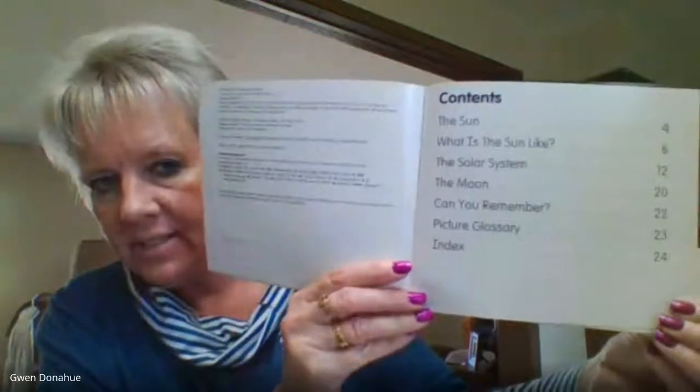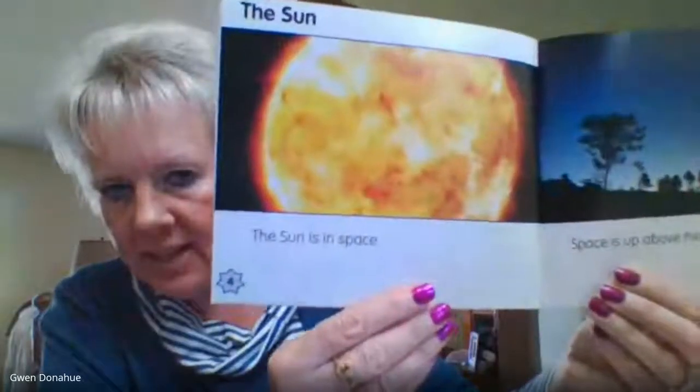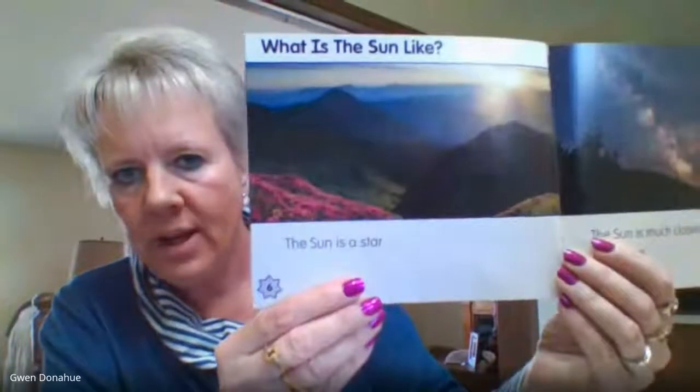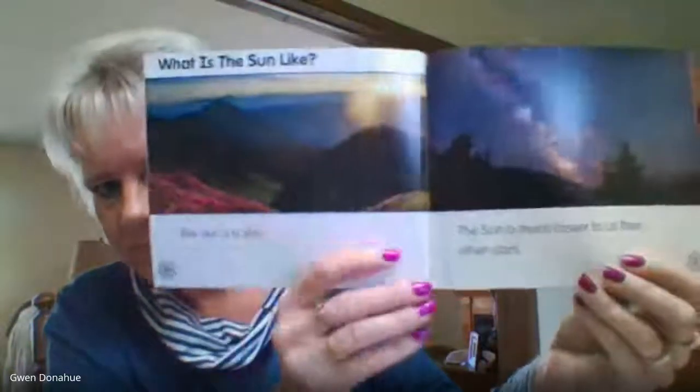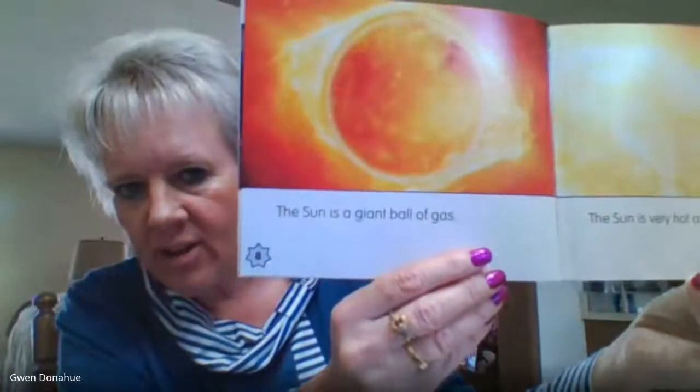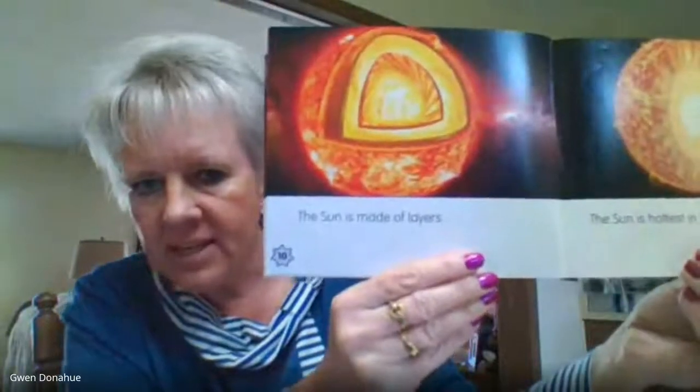Here is our table of contents. The sun. The sun is in space. Space is up above the sky. What is the sun like? The sun is a star. The sun is much closer to us than other stars. The sun is a giant ball of gas. The sun is very hot and bright. The sun is made of layers. The sun is hottest in the center. And I pointed out that label to you yesterday, and there is the center of the sun.